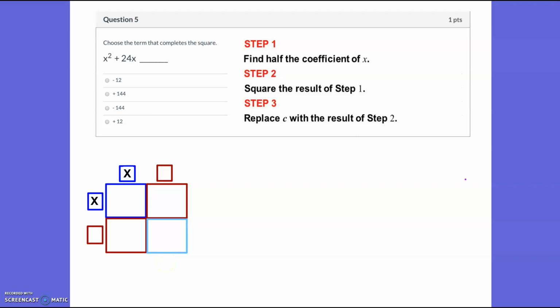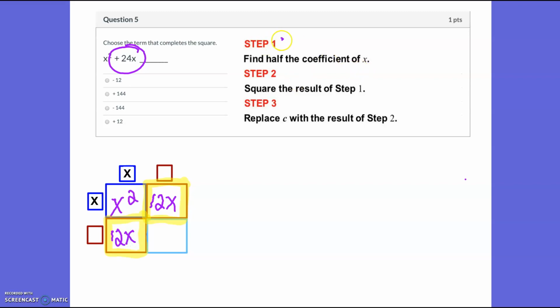So for number 5, it's saying choose the term that completes the square. So let's figure out which one of these will complete the square. We know that x times x is x squared, and we need to divide 24x evenly. So I know that I need to put 24x in these two boxes. To divide it evenly, I know that I need 12x and 12x.